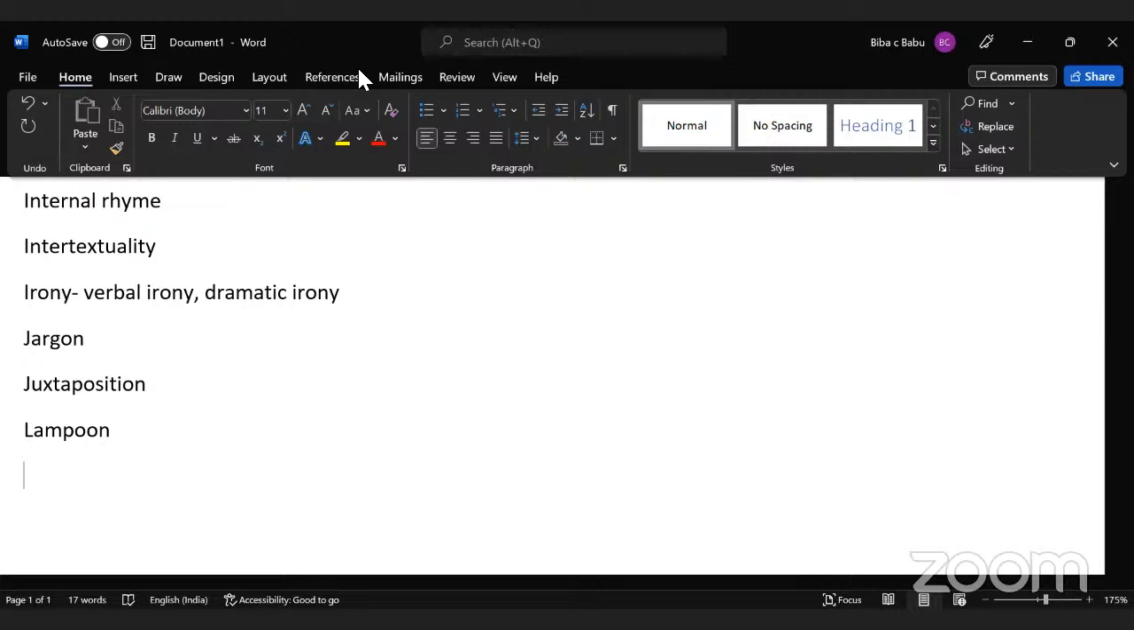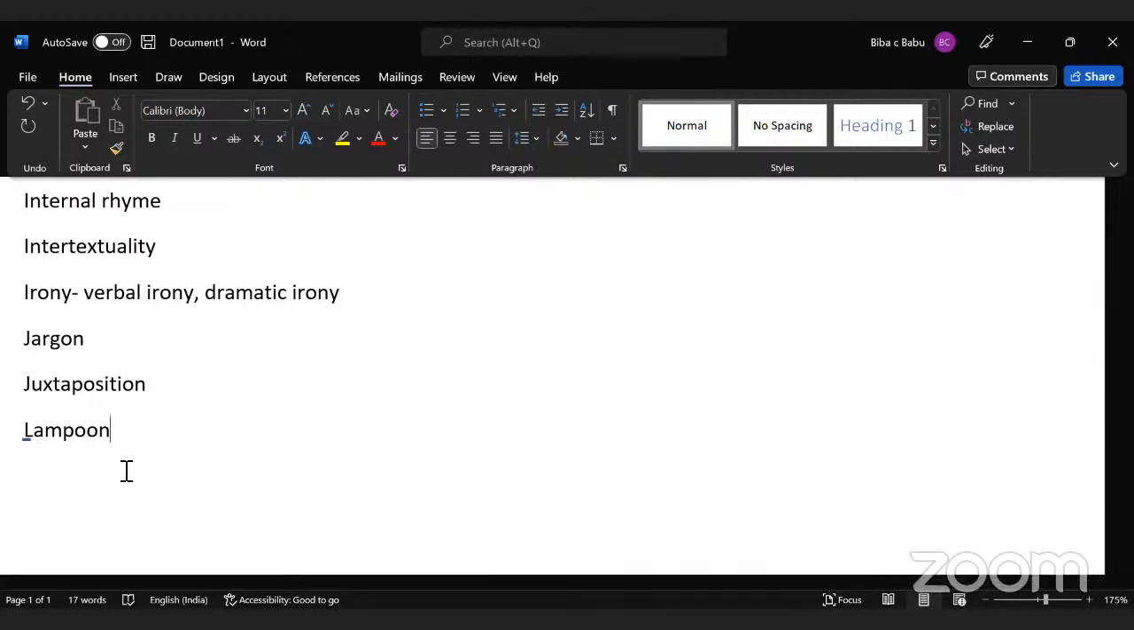Juxtaposition next. Juxtaposition is, in order to, yeah, that is the word. You are bringing two things, or two characters, or two ideas together. You keep them side by side in order to compare and contrast. Okay, clear?